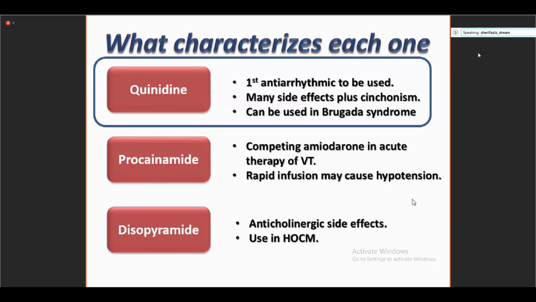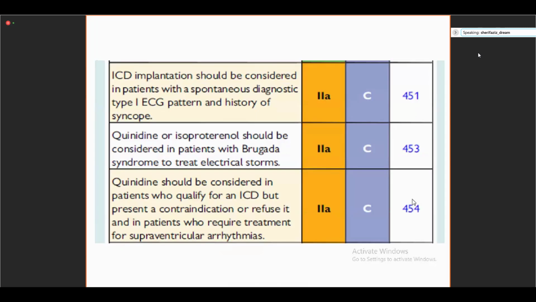And we can show in the next slide that in the ESC guidelines, of course, they mention that quinidine can be used in Brugada syndrome as class 2A when they have electrical storm. So quinidine still can be used nowadays in patients with Brugada storm.